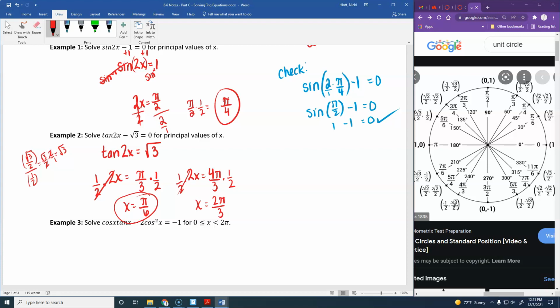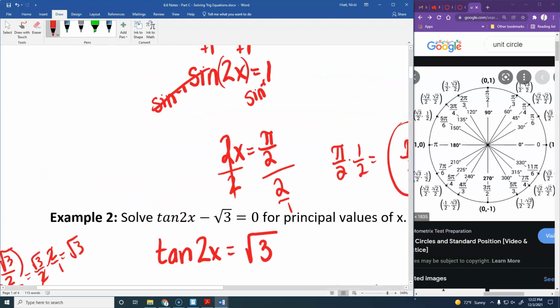Is that a principal value for tangent? Raven, which quadrants were principal values for tangent? Same sign, 1 and 4. So is 2 pi over 3 in the first or fourth quadrant? No. So that's not actually an answer. What else could I call 4 pi over 3? What if I use negative radians for it?